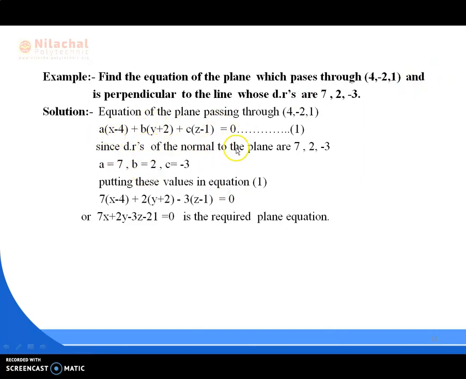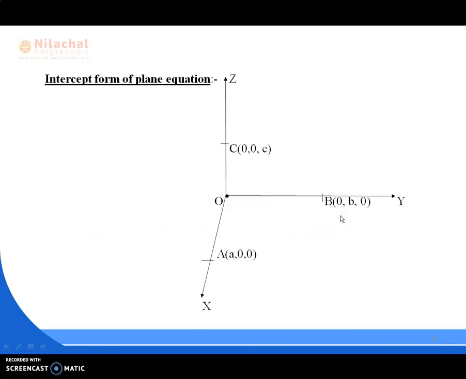Since the DRs of the normal to the plane are given as 7, 2, -3, you just put them in this equation. What do you get now? 7(x - 4) + 2(y + 2) - 3(z - 1) = 0. You just simplify it, and you get 7x + 2y - 3z - 21 = 0, which is the required plane equation.